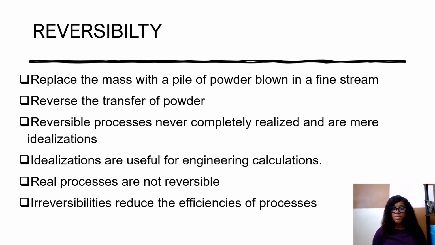Real processes that occur are not reversible. And basically irreversibilities reduce the efficiencies of processes because for one, they can never go back to their original state. And there's always something that's happening within the system that's going to cause it to have a reduced efficiency.